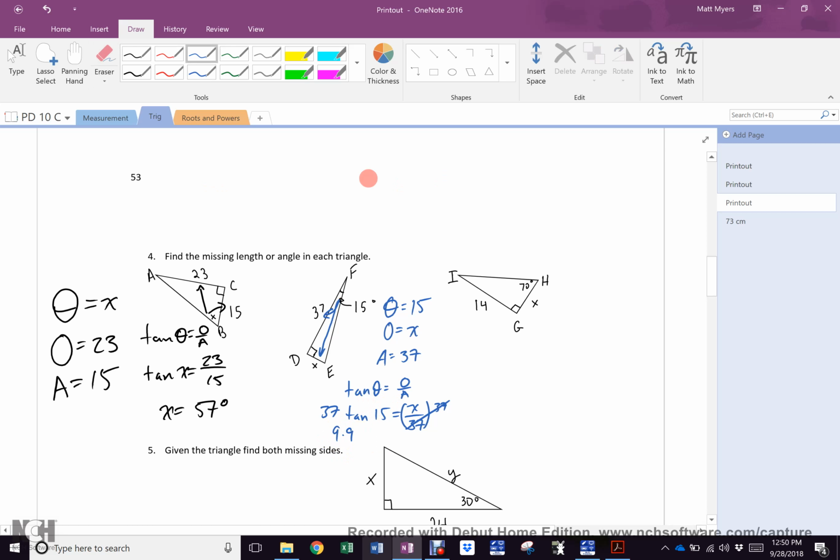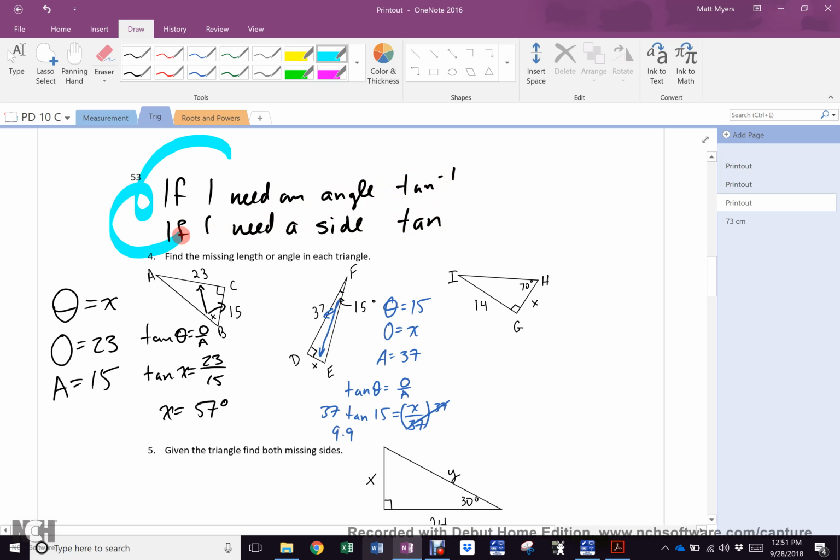Now, in this white space up here, if I need an angle, tan or shift tan? Shift tan. If I need a side, tan or shift tan? Tan. And then a cloud around it so you remember it.